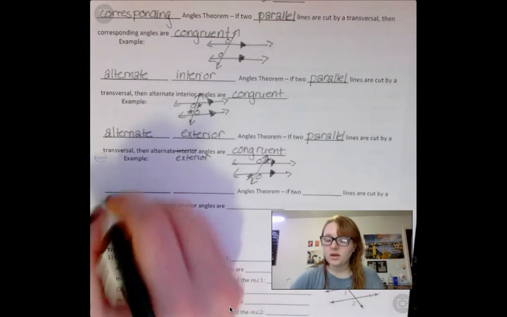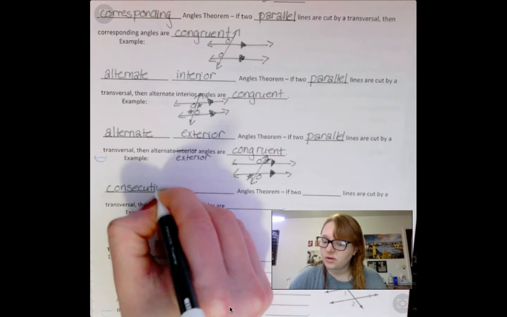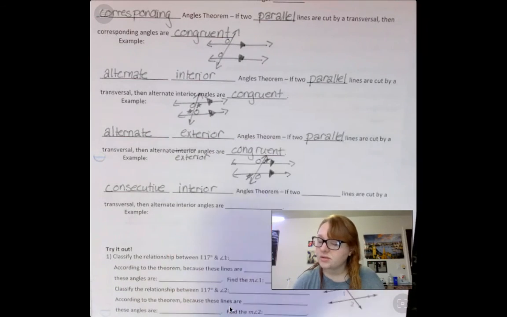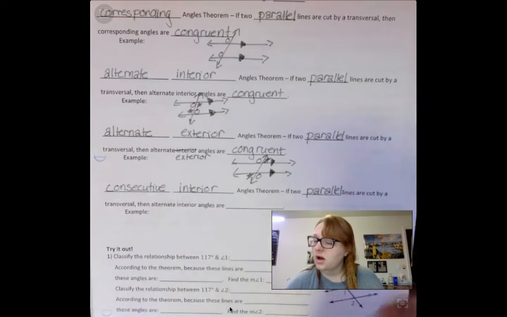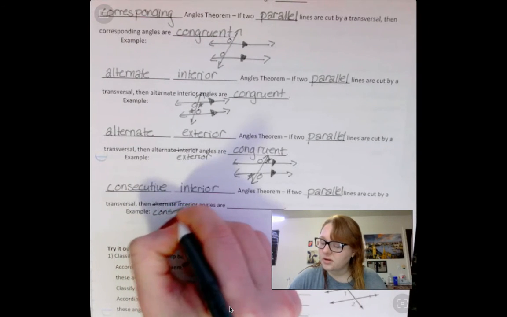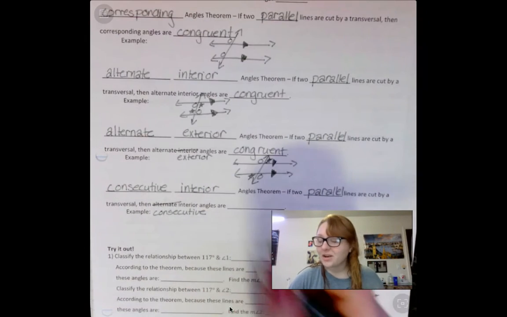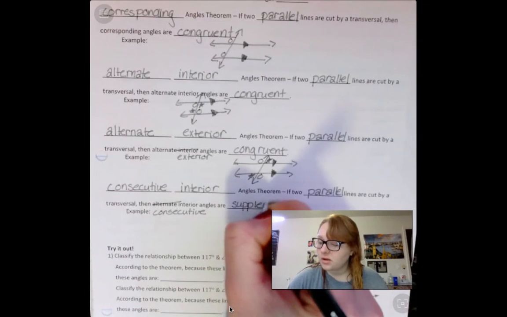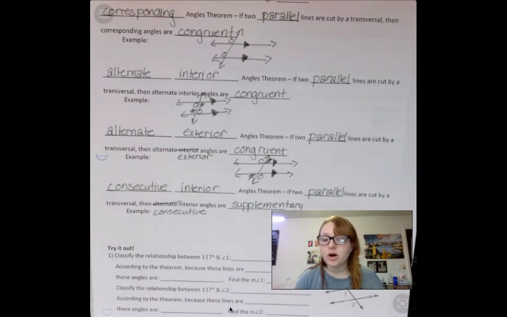And finally, we have the consecutive interior angles theorem. And again, that says if two parallel lines are cut by a transversal, then the consecutive interior angles are, and I know you want to guess congruent because that's what all the other ones said, but this one is supplementary. Remember that supplementary means that they add up to 180.